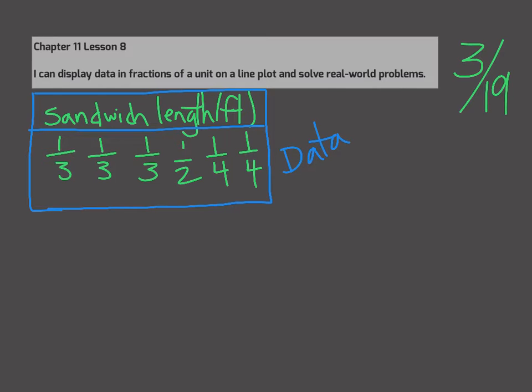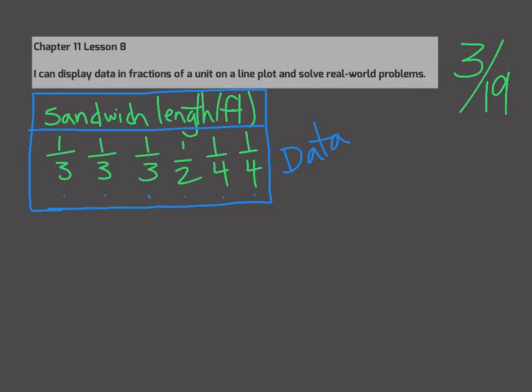Because I'm recording it around lunchtime, we're talking about sandwiches. Yay, life is good. And if you think about getting a big submarine sandwich at one of those food stores like Jimmy John's or Subway, I'm going to talk about how many feet it is. And so we've got different points of data. If you notice, I've got 1/3, 1/3, 1/3, 1/2, 1/4, and 1/4. So those are all separate pieces of sandwiches.